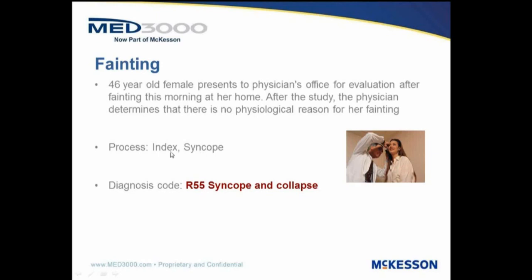So you would look in the index, which shows you the process, and then you're going to find what fainting would be, and you're going to see that in ICD-10 there would be a diagnosis code that would start with R, and then it would be 55. So for this particular scenario, this would be the correct code under just general fainting.